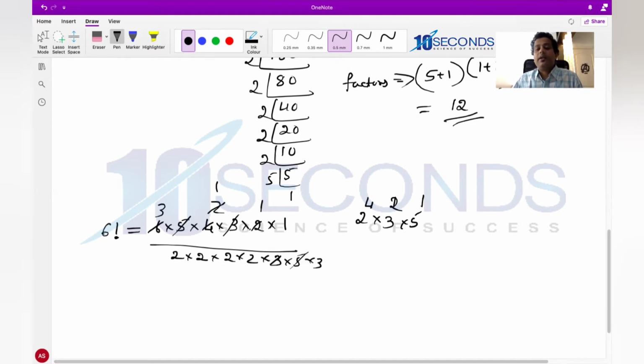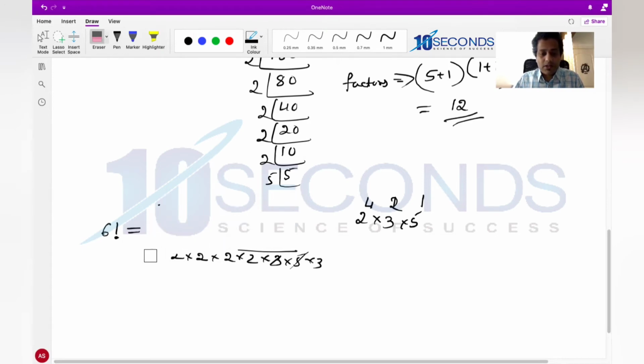So how to find factors for a factorial? How to do it directly? What is a shortcut to do it? Time to concentrate. This method will not work because it is time consuming. So how to find?